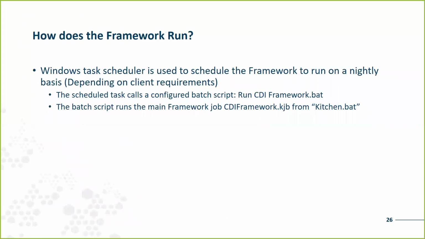So how do we run it? We run it in Windows Task Scheduler, and we schedule that to run on a nightly basis, but it is dependent on the client's requirements, depending on what time we kick it off. The scheduled task calls the configured batch script to run, and the batch script subsequently will call the framework job that you've seen in the presentation called CDI framework.kjb. And that runs from something called kitchen.bat.